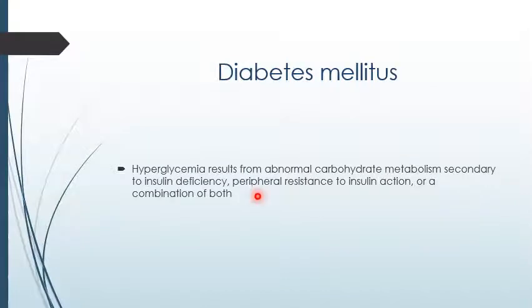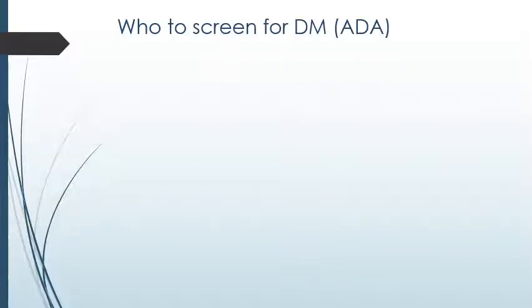First, simply diabetes mellitus is hyperglycemia results from abnormal carbohydrate metabolism secondary to insulin deficiency, peripheral resistance to insulin action, or combination of both. Who to screen for diabetes mellitus?